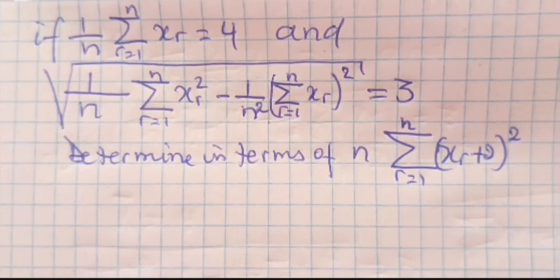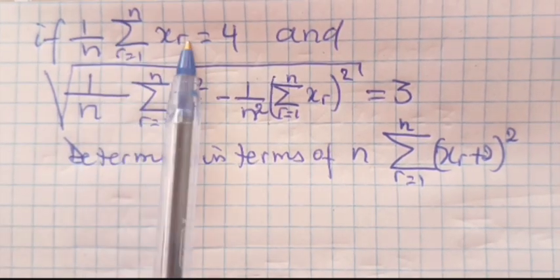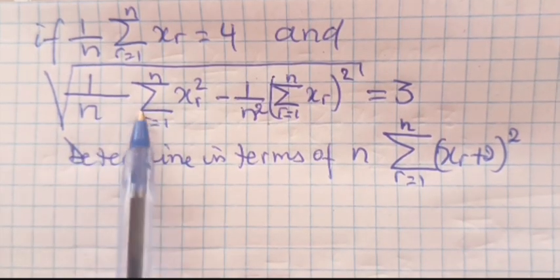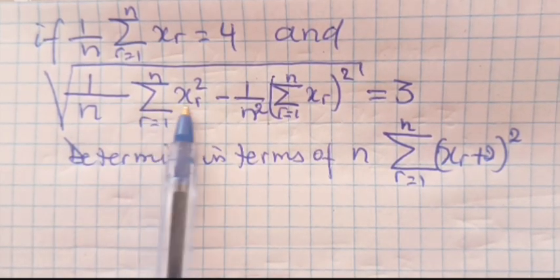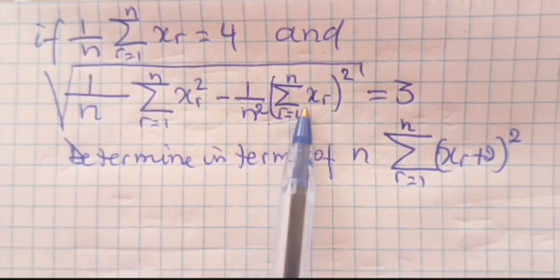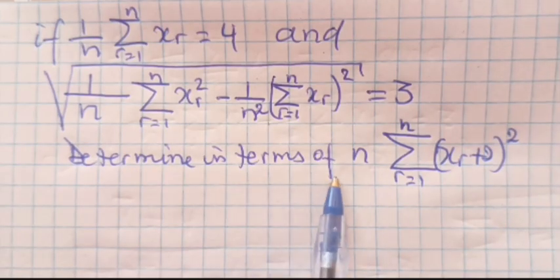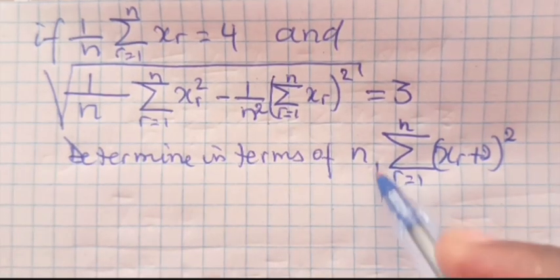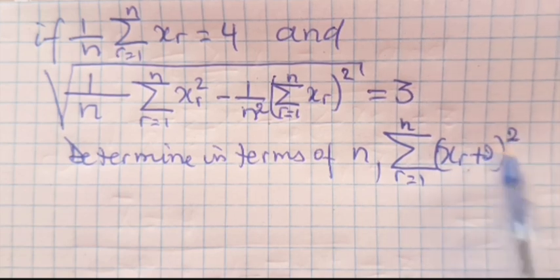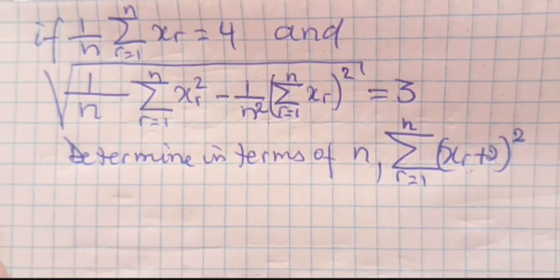Now we have a statistics question. If 1 over n times the sum of xr is 4, and the square root of 1 over n times the sum of xr squared minus (1 over n times the sum of xr) all squared is 3, determine in terms of n the sum of (xr plus 2) all squared. Let's go into the question, guys.